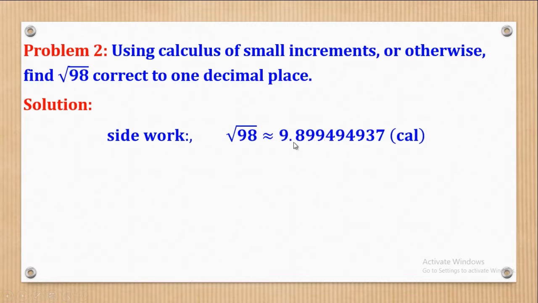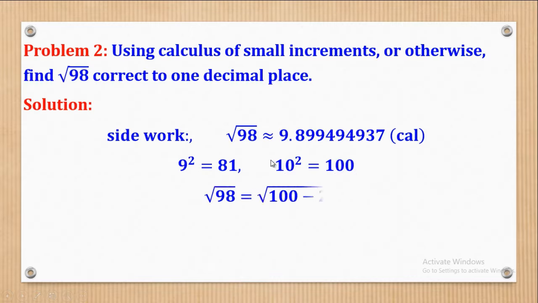So that helps us to know that the square root is between 9 and 10. So I'll say 9 squared is 81, 10 squared is 100. So what does that mean? 98 is closer to 100. Therefore, we shall take our x as 10. When we take our x as 10, we shall get 9.